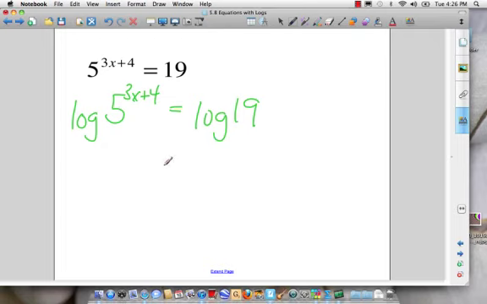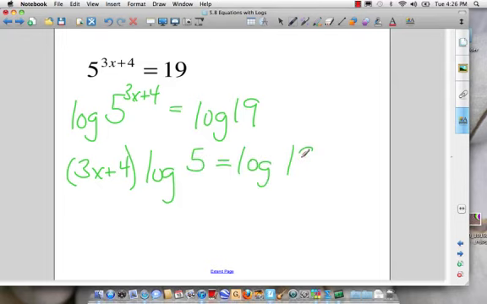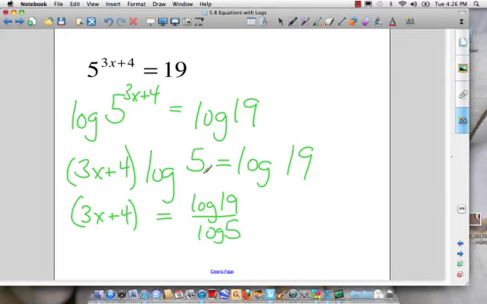And then I'm going to use one of our logarithm properties. The helpful one here is that you can take your exponent, in this case 3x plus 4, and you can park it in front of the log as a factor. So 3x plus 4 times the log of 5 should equal the log of 19. And then we're trying to isolate x. So 3x plus 4 would equal the log of 19 divided by the log of 5. So I just divided both sides by the log of 5.